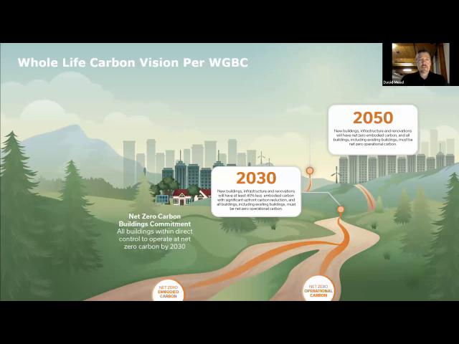And globally, this is part of this vision per the World Green Building Council. There's a net zero carbon building commitment that all buildings within direct control operate at net zero carbon by 2030. And that means that new buildings, infrastructure and renovations will have at least 40% less embodied carbon with a significant upfront carbon reduction by 2030. And then by 2050, new buildings, infrastructure and renovations will have net zero embodied carbon, and all buildings, including existing buildings, must be net zero operational carbon.